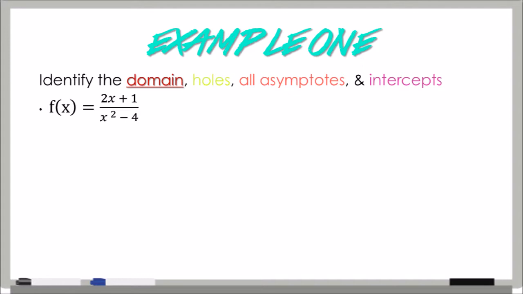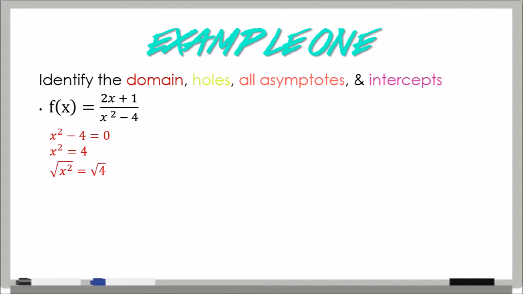The domain is always determined by the original function. So while looking at this function, do we have the possibility of a domain restriction? Yes, due to the fact that we have the factor x squared minus 4 in the denominator. We know that causes a possible restriction because any value of x that makes that denominator 0 makes the function undefined. So how do we find the restriction? In order to do that, we take the denominator, set it equal to 0, and solve. Once we set it equal to 0, we get x squared equals 4.